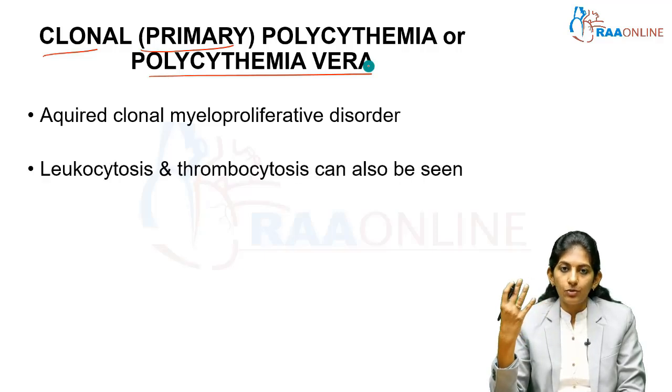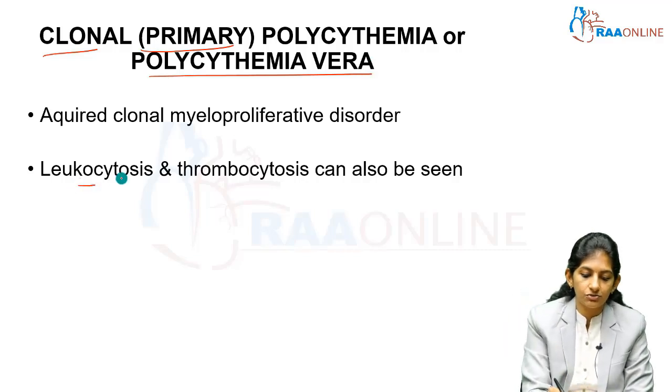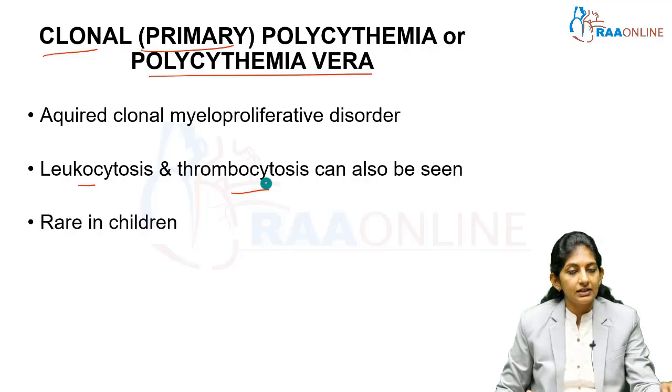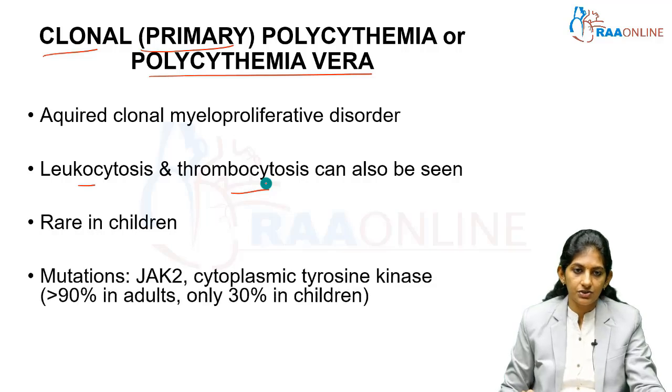Although it is a polycythemia, which means only erythroid precursors are high, in polycythemia vera, in some cases, we can see leukocytosis, we can see thrombocytosis also. And yes, I have already mentioned primary polycythemia is rare in children.